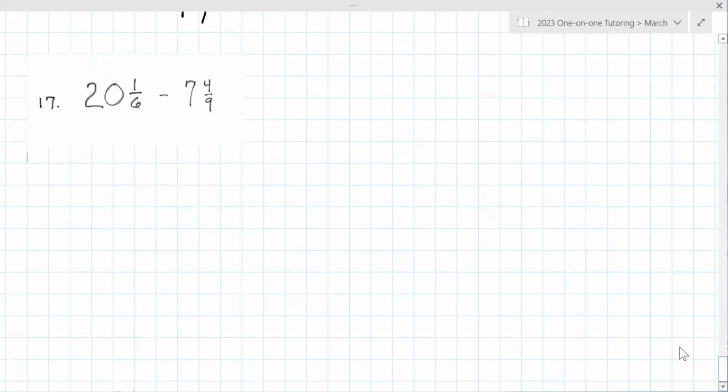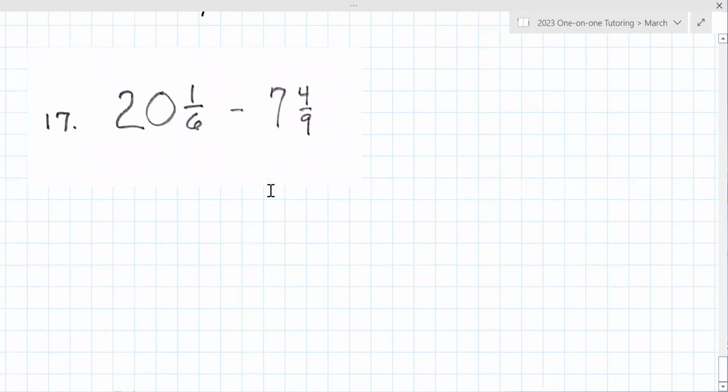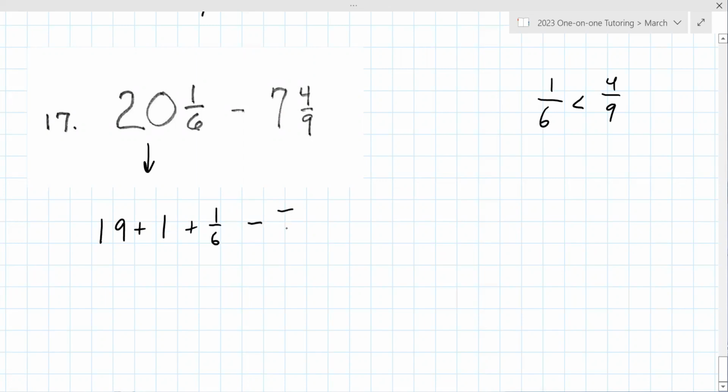Okay. 20 and 1/6 minus 4 over 9. Again, I'll repeat this from earlier. 1/6 is less than 4 over 9, which is why we're using this approach. Okay. So 20 becomes 19 plus 1 plus 1/6 minus 7 minus 4 over 9. So take 19, subtract 7. That's 12.